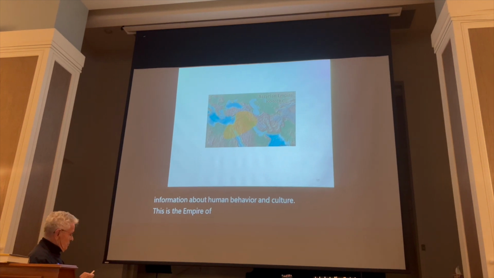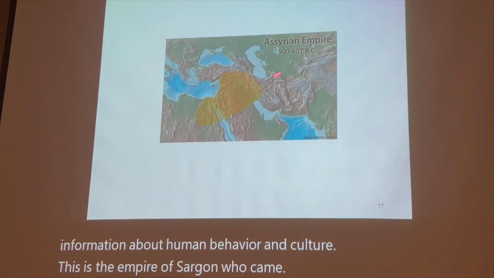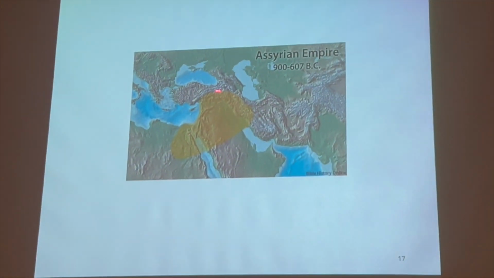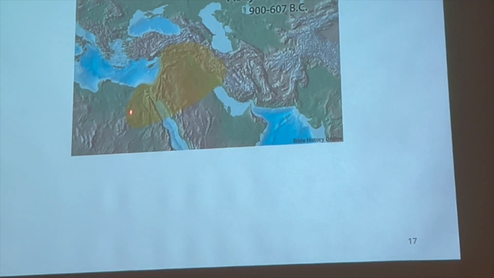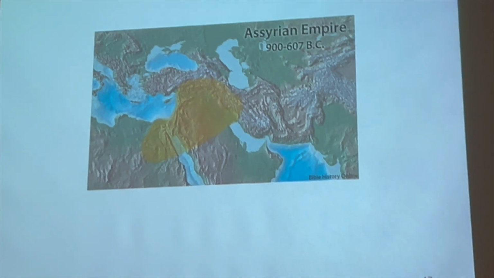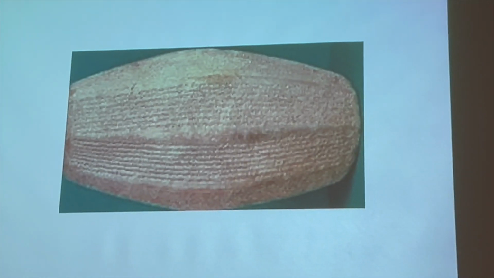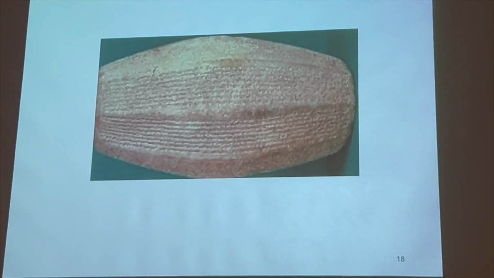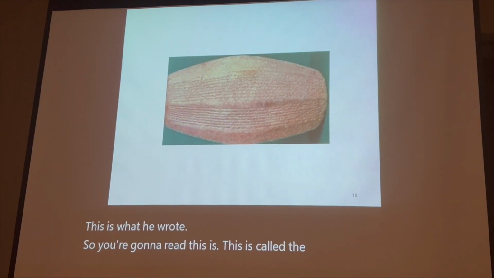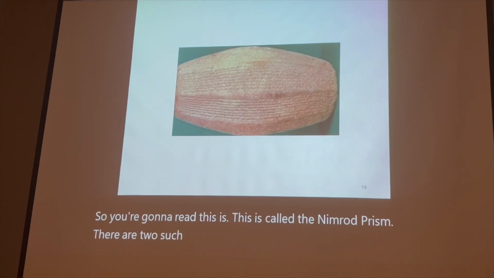The Assyrian king who came from up here in the Assyrian Empire was quite a big deal. You can see how much land he covered into Egypt. And this is what he wrote. So you can all read this. This is called the Nimrud Prism. There were 2 such stones in which he describes what he did.